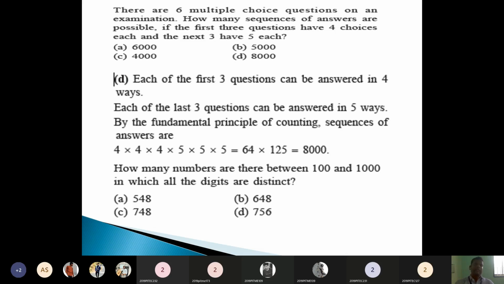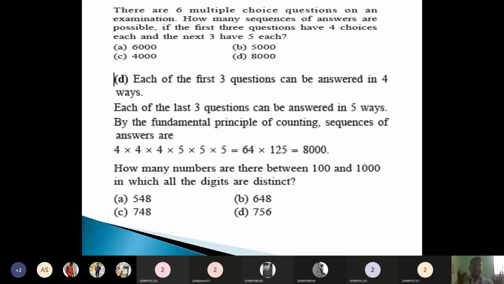That means, what is it? All the 6 multiple choice questions. So first, as one answer sequence, something like first question A, second question A, third question A, fourth question A, fifth question A, sixth question A. Okay, that is the first answer sequence.